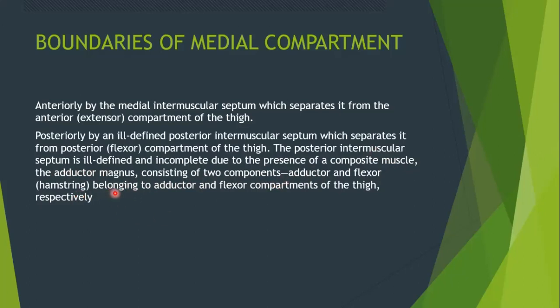If you have looked at the video of the posterior aspect of the thigh, the hamstring muscles, you remember we had the adductor magnus. We considered it as part of the hamstrings, but it has a hamstring component and an adductor component. Due to that, it is found in both the medial compartment and the posterior compartment. So the posterior boundary is ill-defined. The posterior intermuscular septum is ill-defined and incomplete.